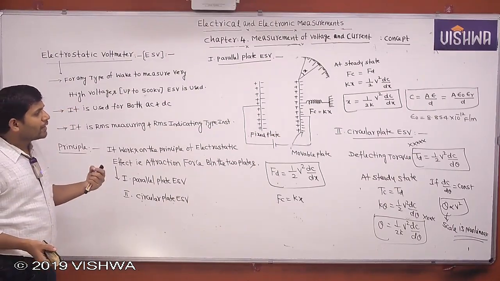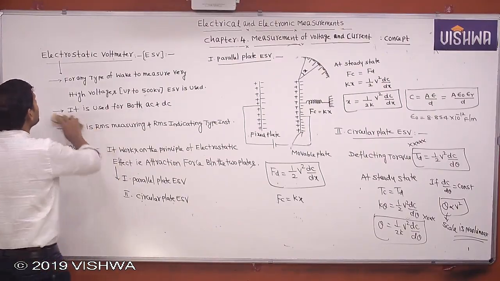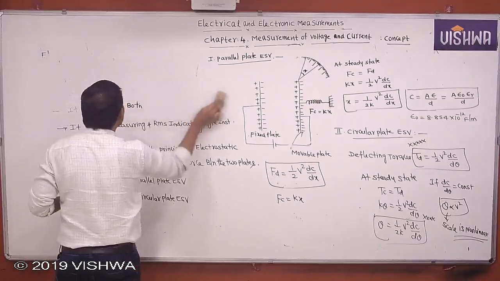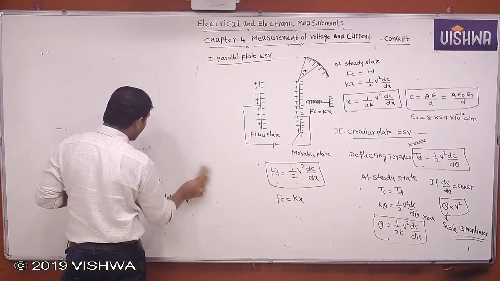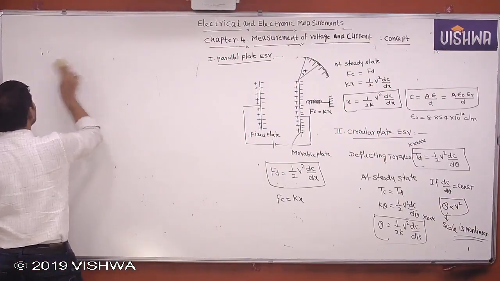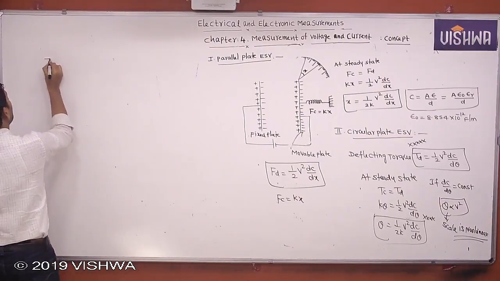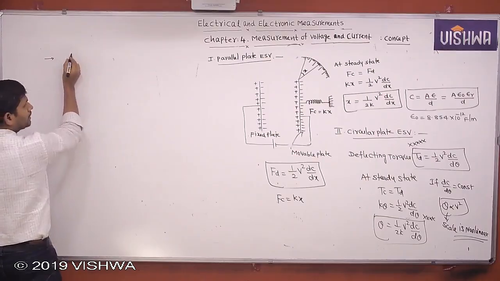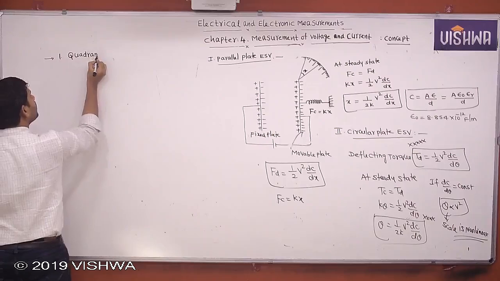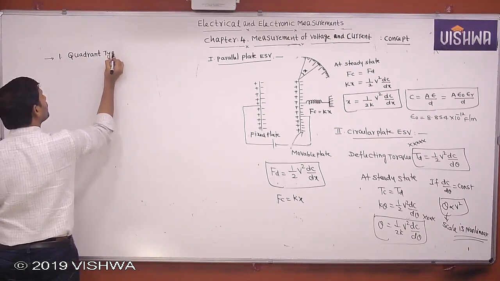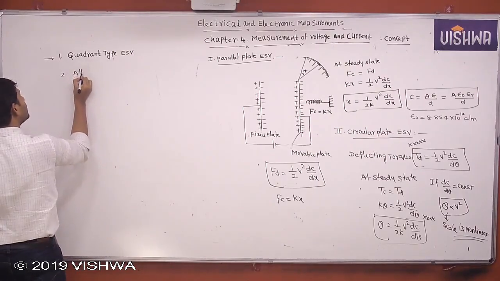But in circular plate electrostatic voltmeter, based on operation, again these are mainly classified into two types. One is a quadrant type electrostatic voltmeter, another one is attracted disc type electrostatic voltmeter.